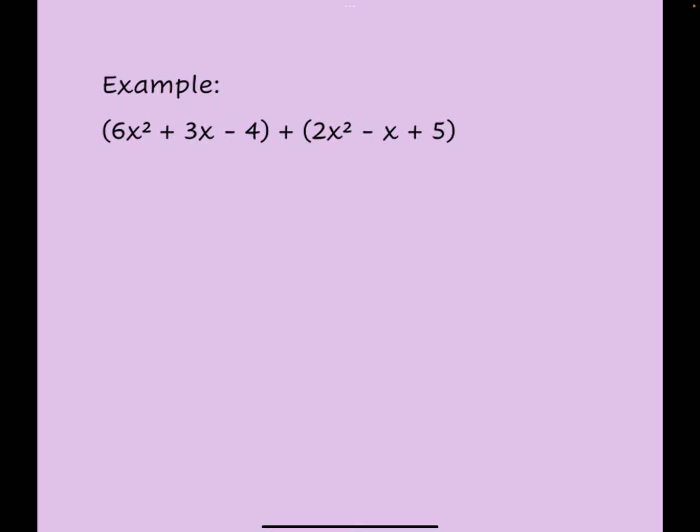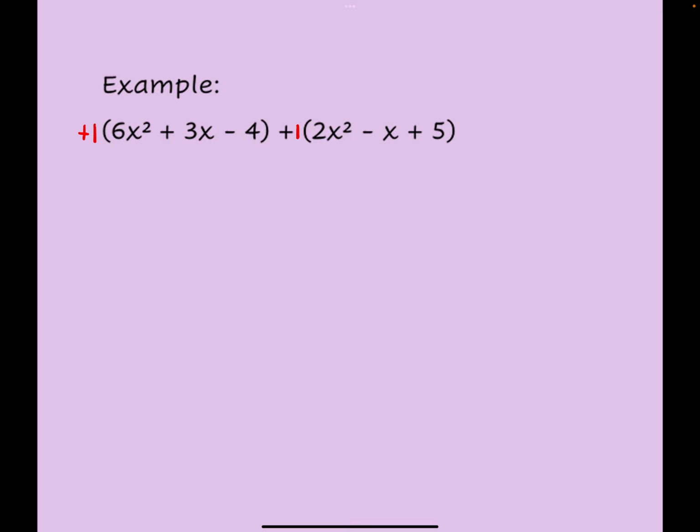So the very first one I have here, 6x squared plus 3x minus 4. There's a positive 1 in front of that expression. Then 2x squared minus x plus 5. There's also a positive 1 in front of that expression. Now you'll notice that this positive 1 here doesn't change anything, but those parentheses become really important when we get to those negatives and when it gets to multiplying.